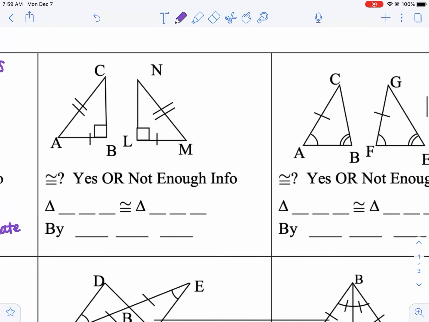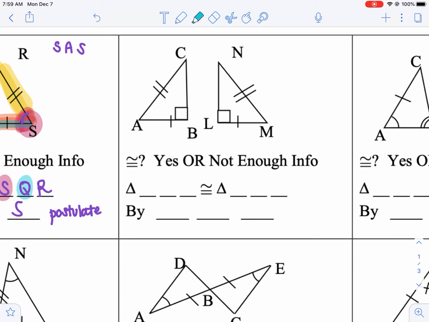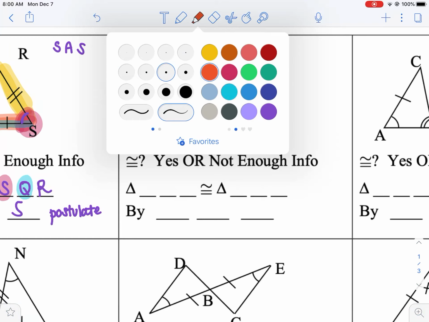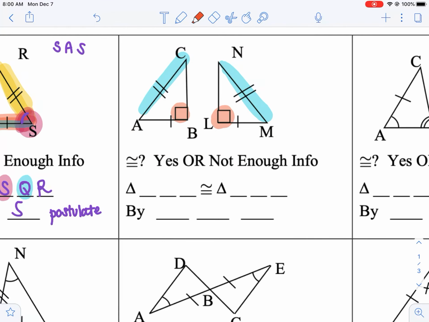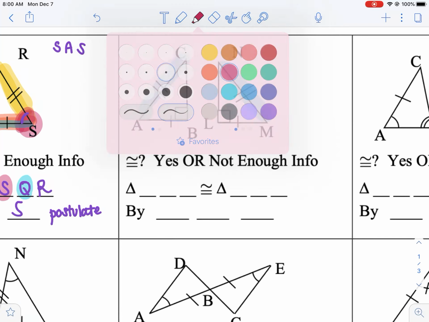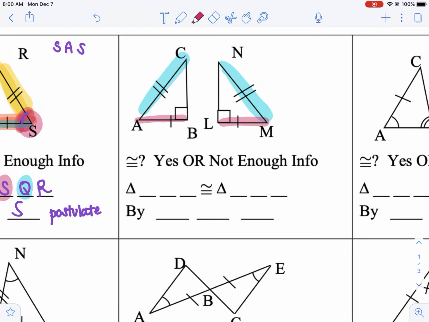Okay, next up, we've got a hypotenuse here. I know it's a hypotenuse because we've got a right angle. Right angles should tell us we're going to be using one and one theorem only, and that's going to be our hypotenuse leg theorem. We've got a hypotenuse set and a leg set that are corresponding and congruent. Therefore, I know triangle ABC is congruent to triangle MLN.